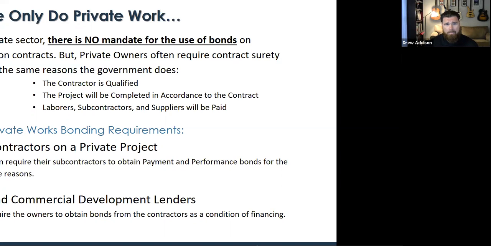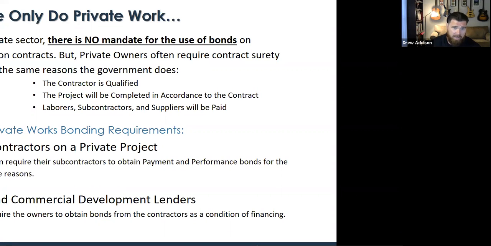There are also other private works bonding requirements, sometimes coming from the prime contractors. Again, it's for the same reasons that the government or the state does. They want to make sure that everybody is qualified and that there are not going to be any payment issues along the way.